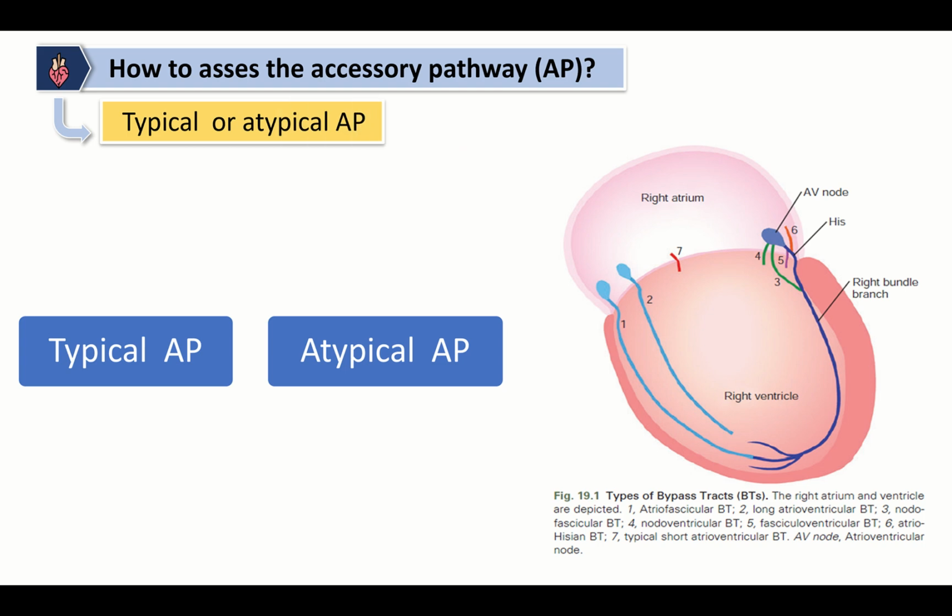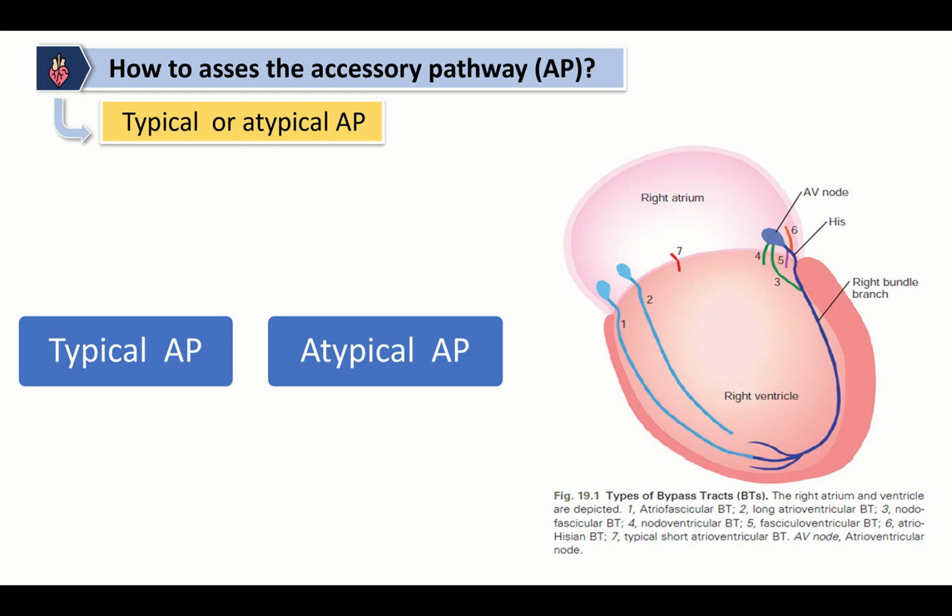Finally, when you assess accessory pathway, golden rule, you should know, is it typical accessory pathway or atypical accessory pathway? Typical, like this red accessory pathway number 7. It is short atrioventricular connection connecting atrium and the base of the ventricle. This is the typical, and usually it is very short, maybe left or right.